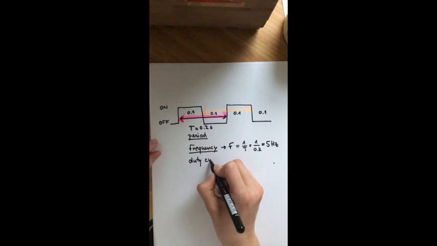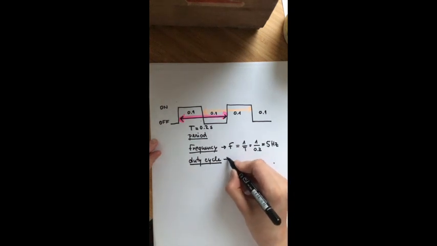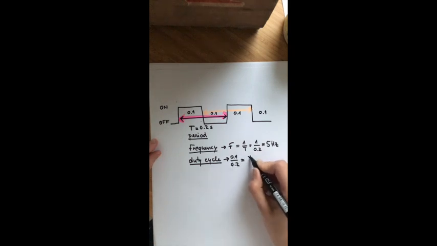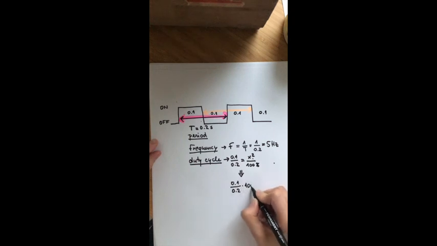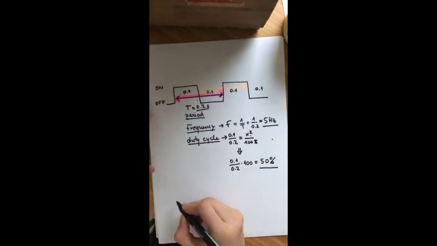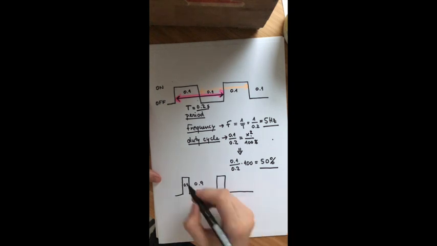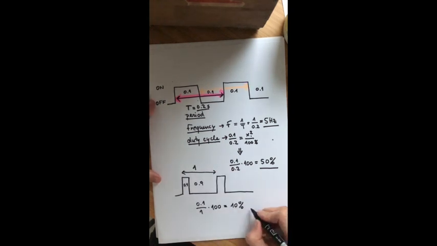Duty cycle describes how much percent on state is within one period. We can calculate it by putting on time divided by period and making it equal to our unknown duty cycle divided by 100%. If we finish our calculation for this case, the duty cycle is equal to 50%. We can have different duty cycles. For example, let's say that we have a 1 second period and 0.1 on state. That means we have a 10% duty cycle.